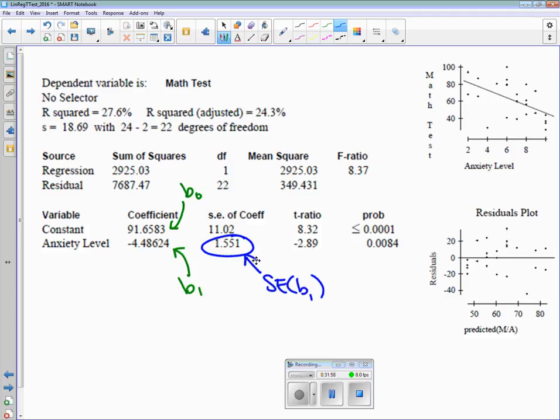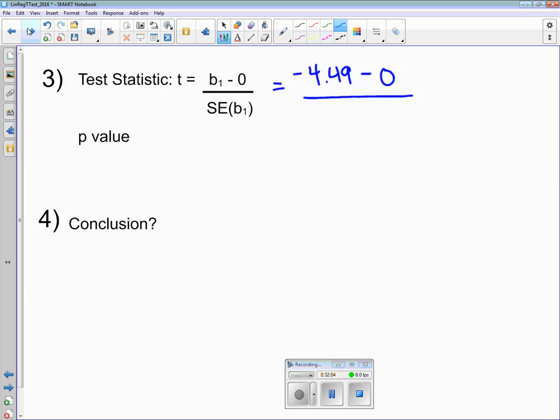Tell me what your test statistic is. It should be negative. So 1.551 goes in my denominator. Write this down. It's negative 2 point something. 2.89. I agree.